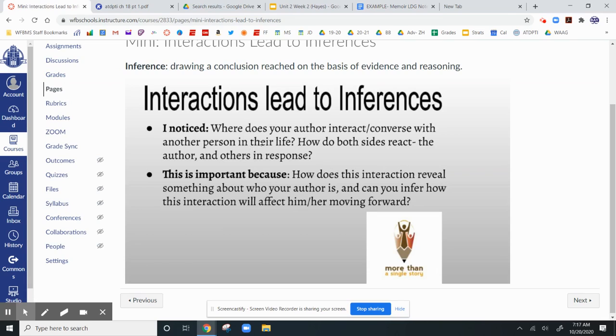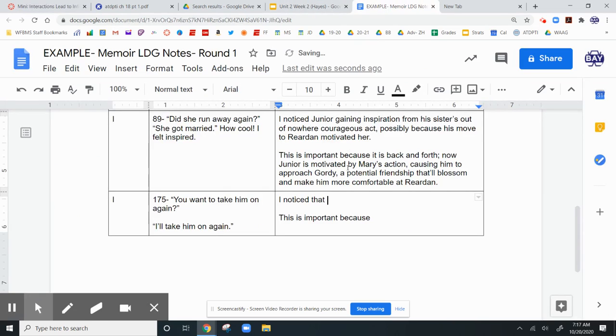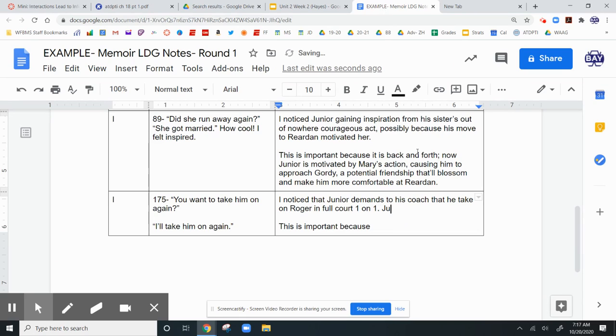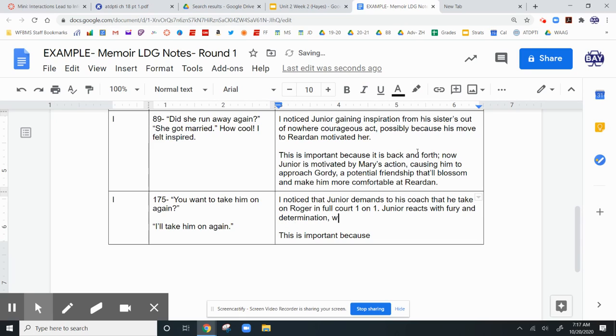So I noticed, where does your author interact, converse with another person in their life? I noticed that Junior demands to his coach that he take on Roger in full court one-on-one. Fix my typos here. How do both sides react? Junior reacts with fury and determination, while Junior's coach is surprised.